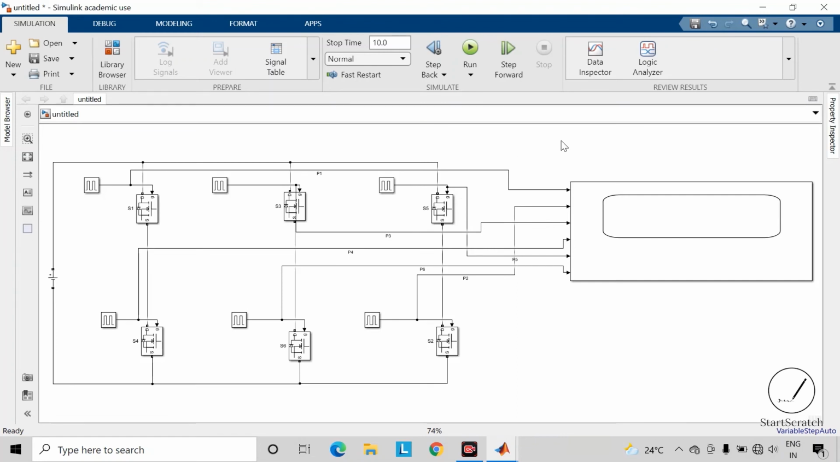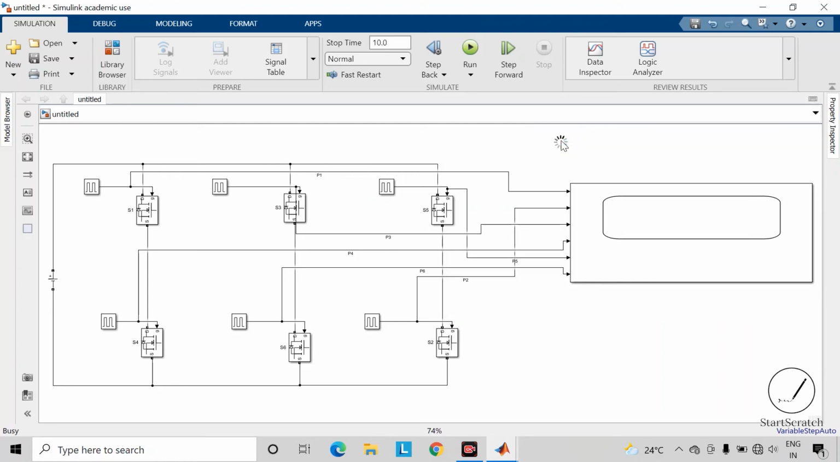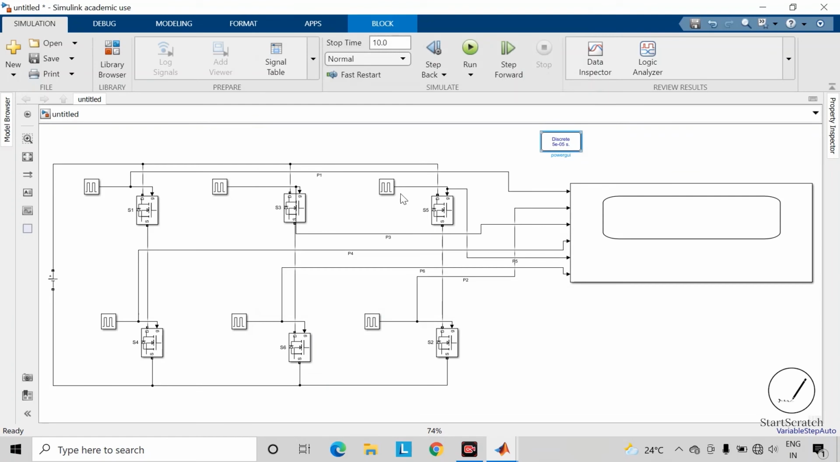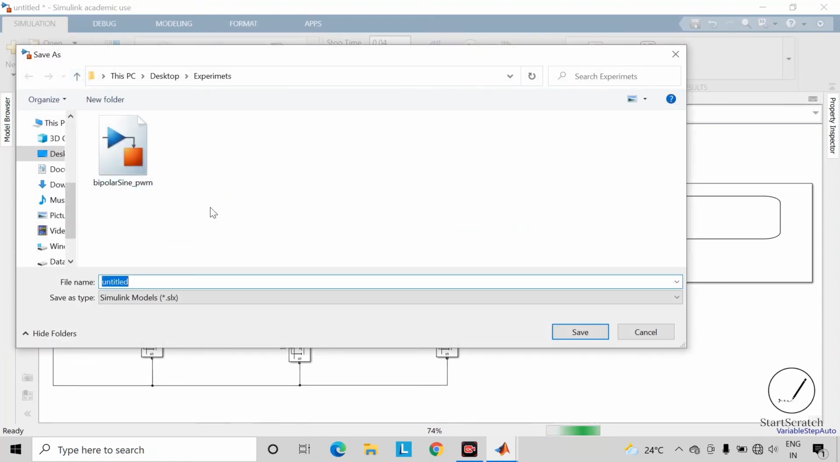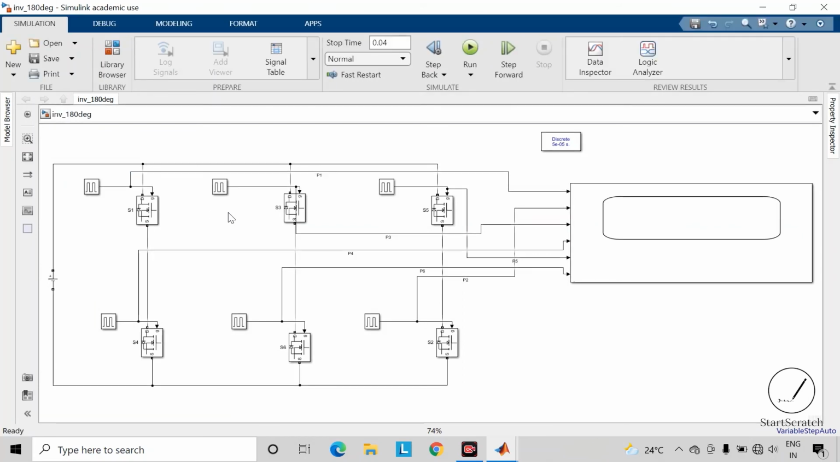Now take the powergui block. This block is required for simulation of these components. Now we will set the stop time as 0.04 seconds, so that we will get the triggering pulses corresponding to 2 cycles. Save the simulation and run it.